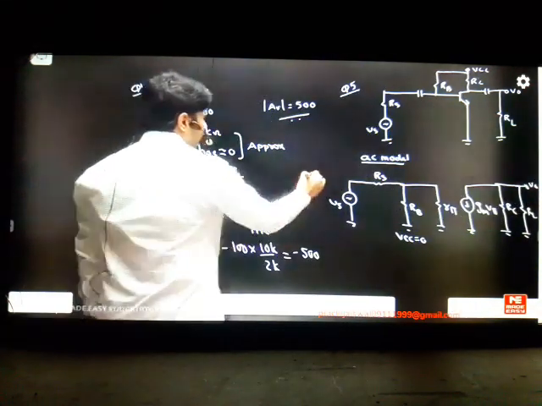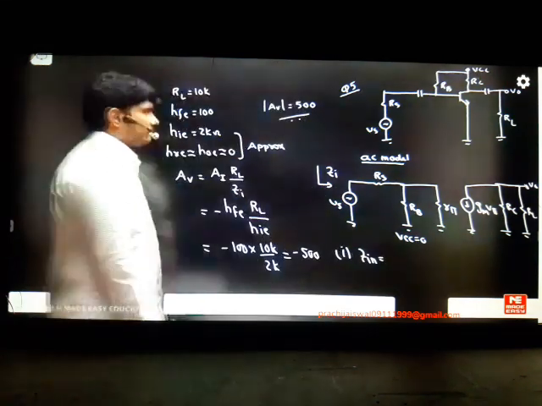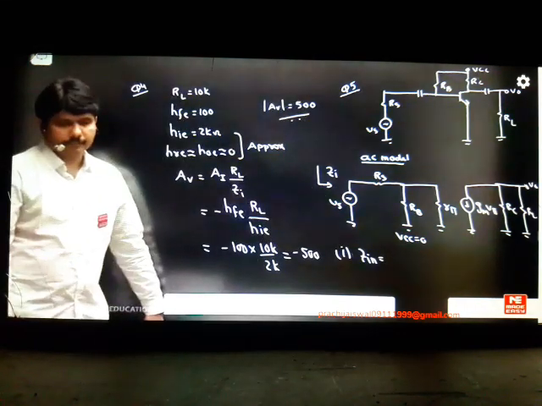He is asking what is the input impedance seen from here. You cannot calculate it directly just seeing the board. Your input impedance will be how much?